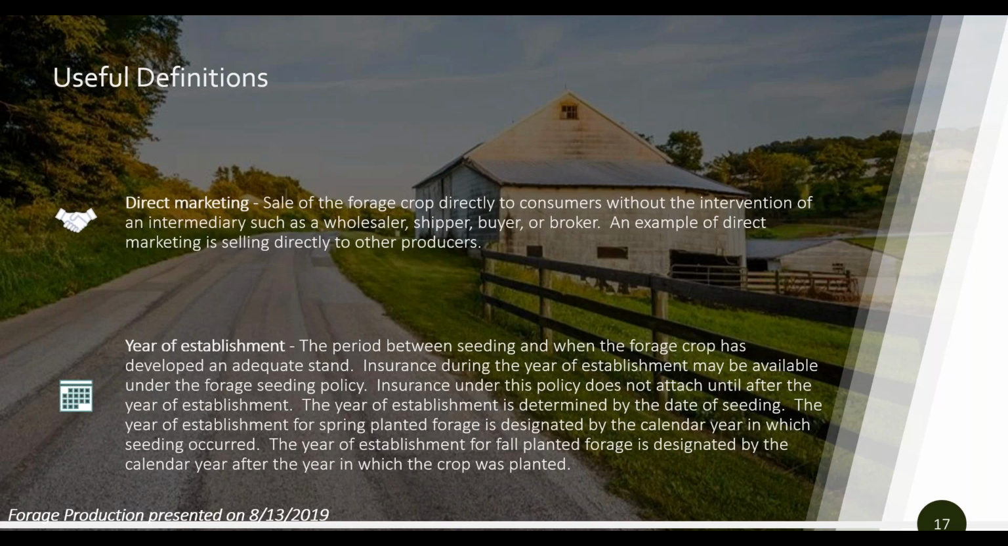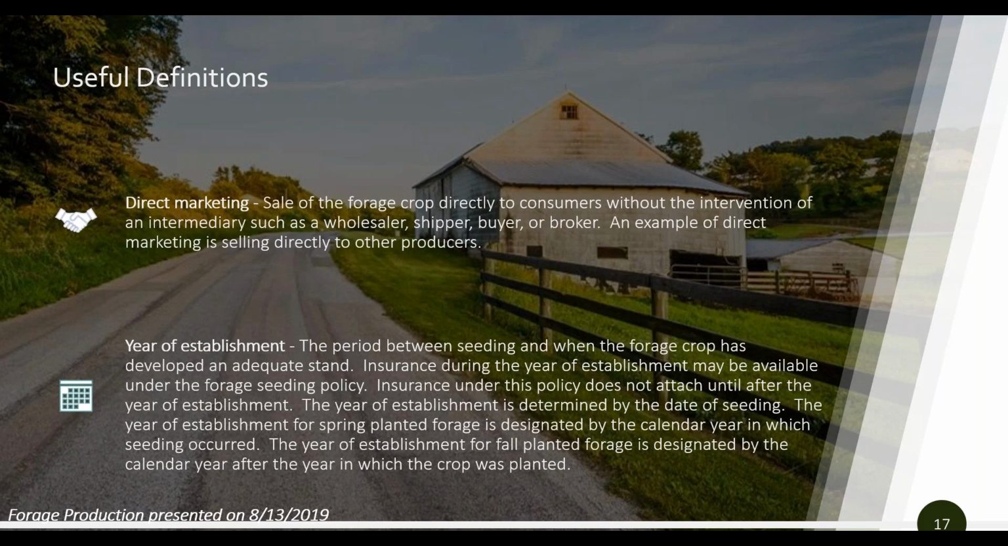The year of establishment. Now this gets back into, remember, our spring planted and our fall planted definitions. The year of establishment is the period between seeding and when the forage crop has developed an adequate stand. Insurance during the year of establishment may be available under the forage seeding policy.